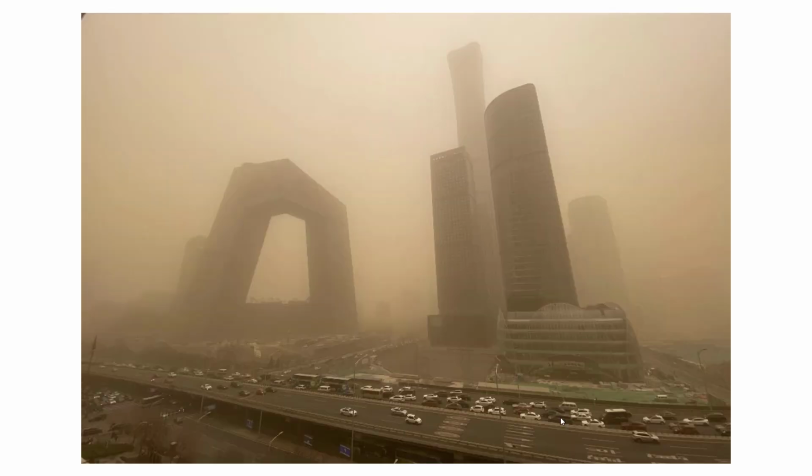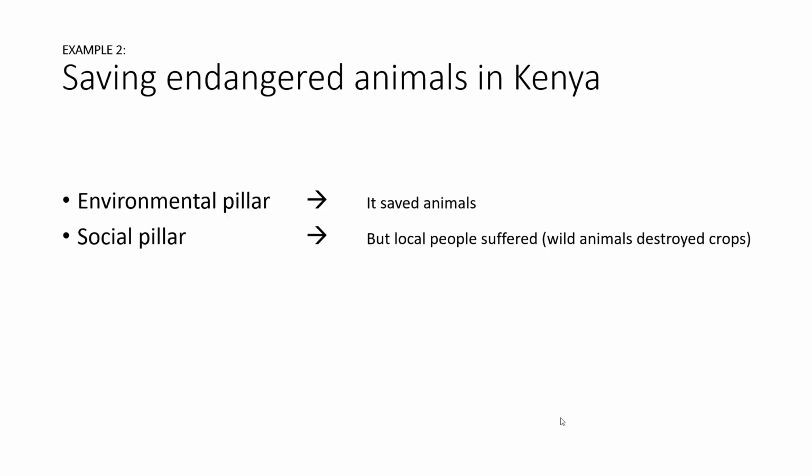This is a good example of how focusing only on one pillar and forgetting about the other pillars can be unsustainable. The second example is about endangered animals in Kenya. So they wanted to save these endangered animals. So they started developing policies and enforcing the policies. And it was in fact successful. So the number of endangered animals increased.